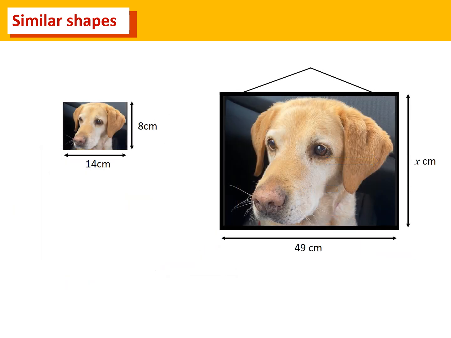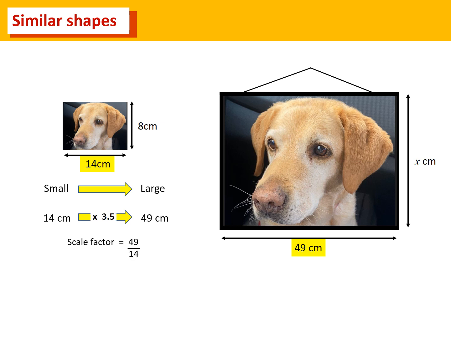Here we have a photo, and it's been enlarged to make a picture. So we're trying to find x in the enlarged shape, so that will be our image, and the smaller picture will be our object. So we're going from the small to the large. That's 14 to 49. So 49 divided by 14, that's 3.5. That's our scale factor. So from 8 to x, we're going to times 8 by 3.5, and that will give us 28 as our missing value x.